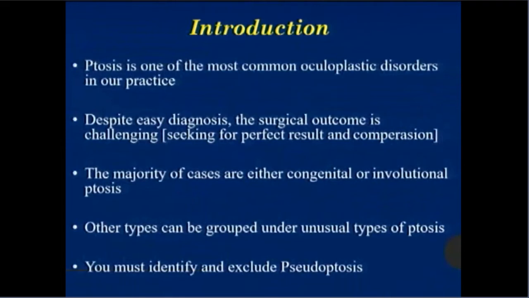The majority of cases are either congenital or involutional. The other types of ptosis are not that common. So by far the most common type of ptosis you see in our practice here is the congenital, and in Western countries it is the involutional type. The other types can be grouped under the unusual types of ptosis. However, to start with, you have to identify and exclude pseudoptosis. This is very, very important.